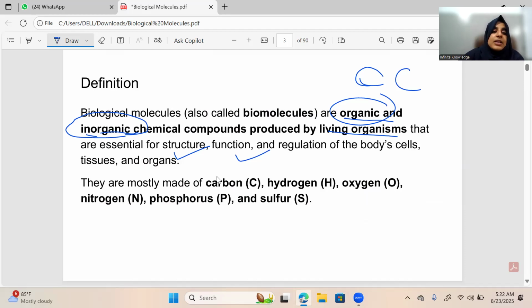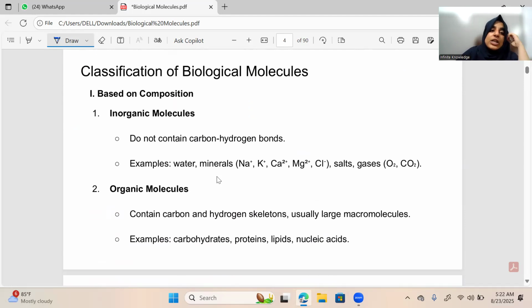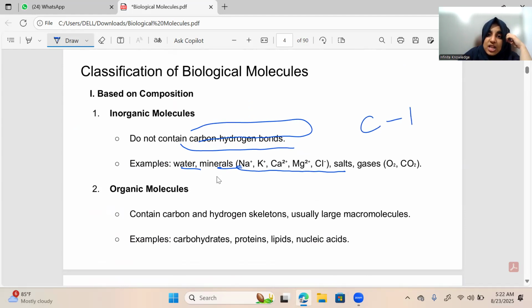These are made up of carbon, hydrogen, oxygen, nitrogen, phosphorus, and sulfur. Now they are classified into inorganic molecules. They don't contain carbon and hydrogen bonds, and the examples are water and mineral salts. Why? Because they don't have the C and H bond, whether it is single, double, or triple. Or gases, that is oxygen and carbon dioxide.